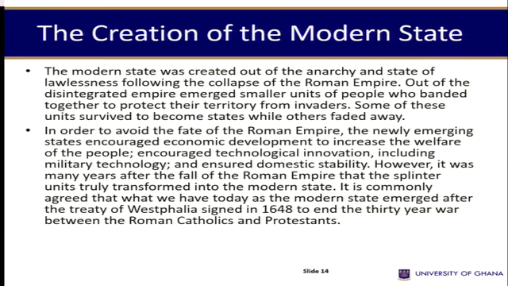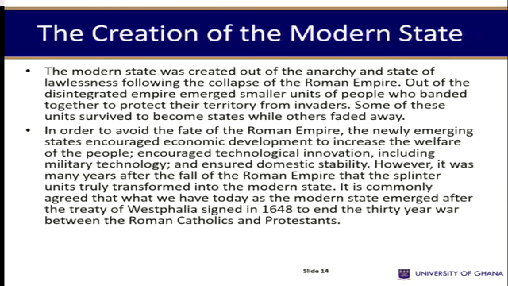Some of these units survived to become states, while others faded away. Now, the newly emerging states encouraged economic development to increase the welfare of the people. They encouraged technological innovation as well, including military technology, and also ensured domestic stability. So these were some of the elements of the modern state. These are some of the things the modern state did that differentiated it from the earlier political units.